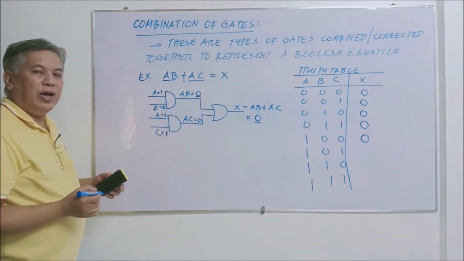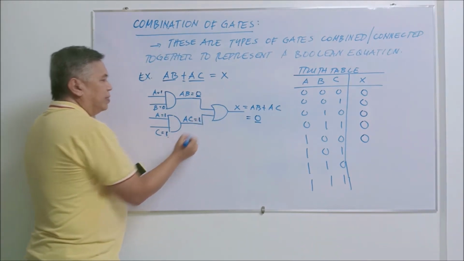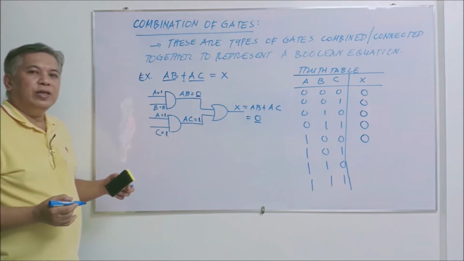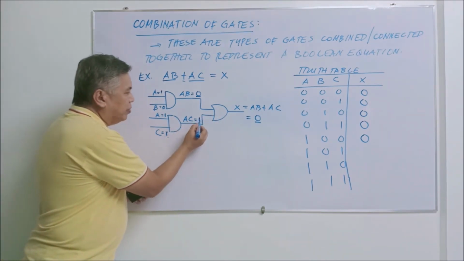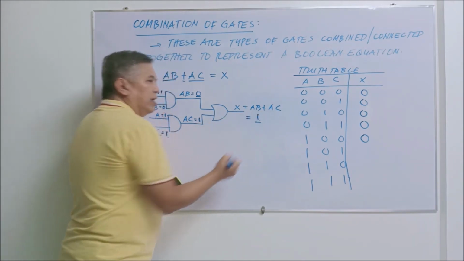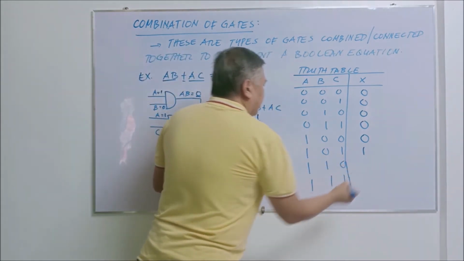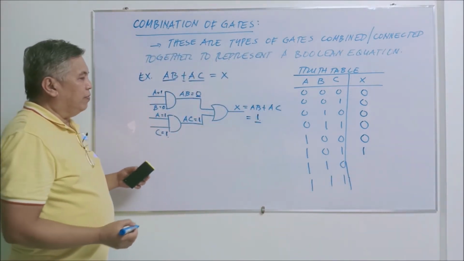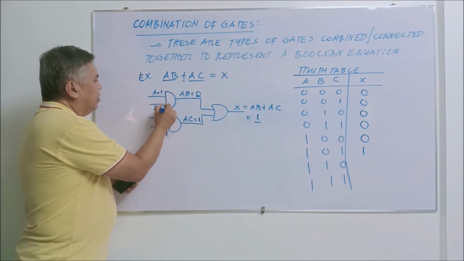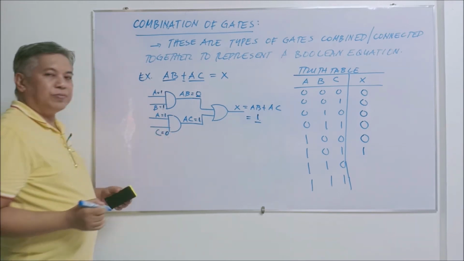Then we have 1, 1, and all inputs are high, so the output is 1. Based on our definition for the OR gate, if any of the inputs is high, then the output is high. So the output here is 1. Then for 1, 1, 0, you have 1, 1, and then C is 0.